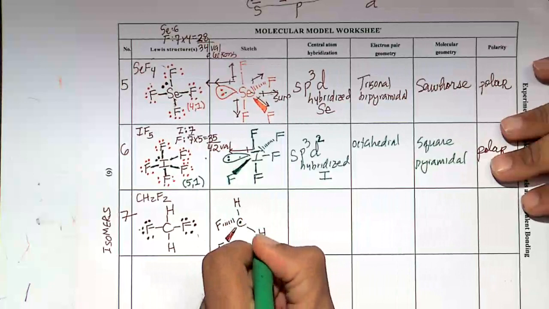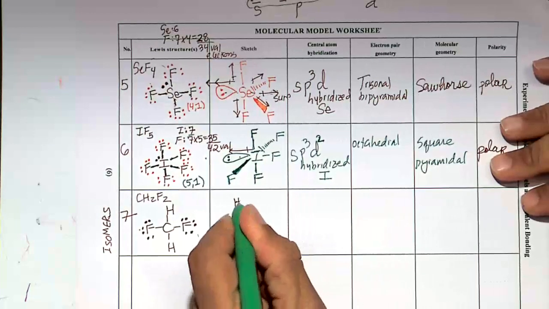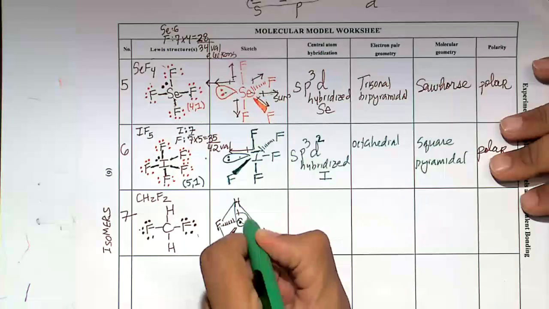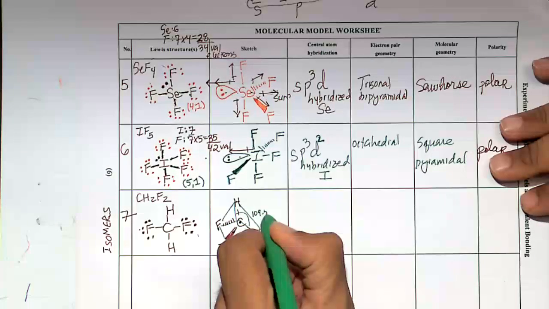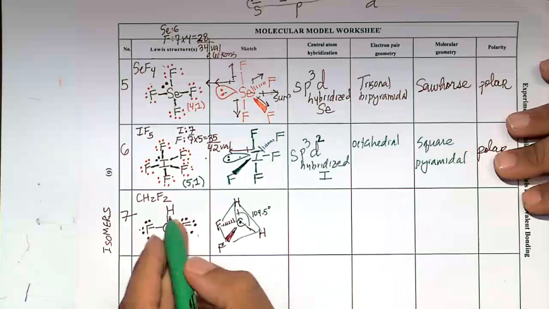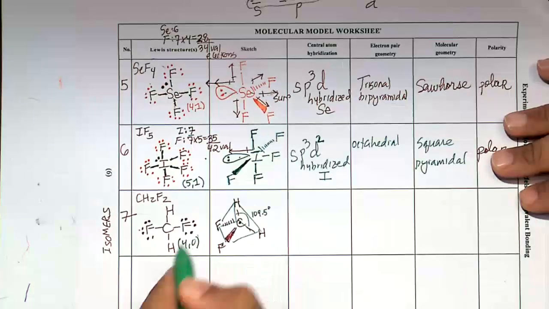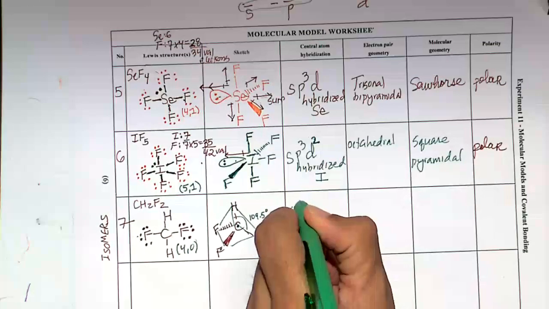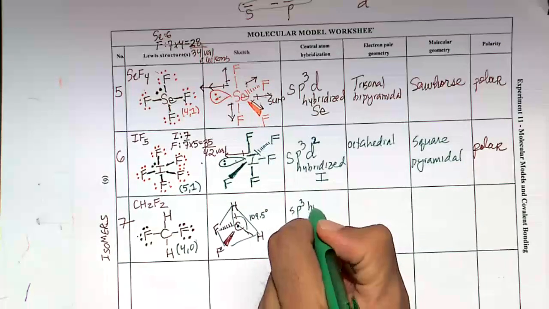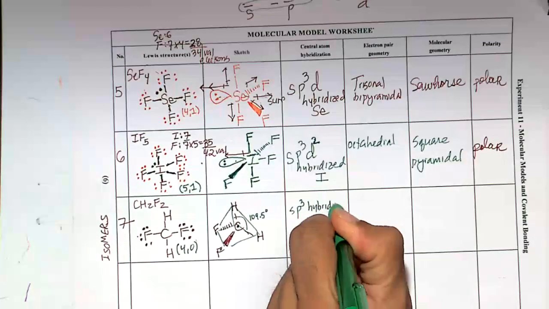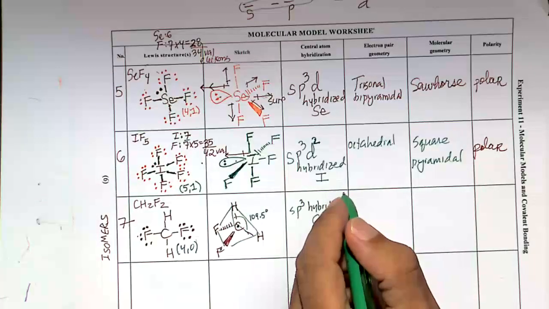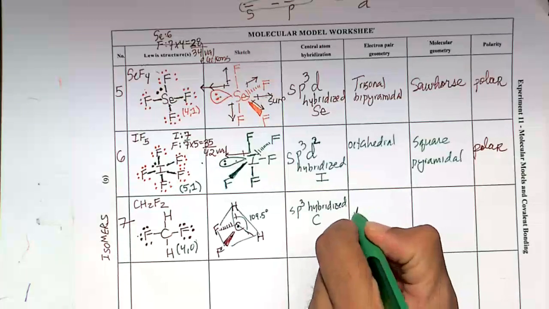So this is a perfect tetrahedron, with 109.5 degree angles, 4 bonds, and 0 lone pairs. 4 bonds and 0 lone pairs make it an sp3 hybridized carbon. The electron pair geometry and the molecular geometry are both tetrahedral.